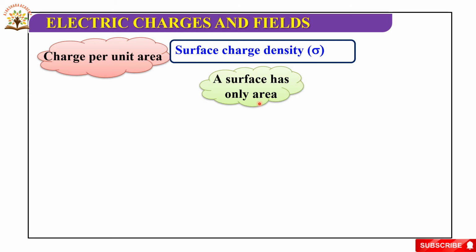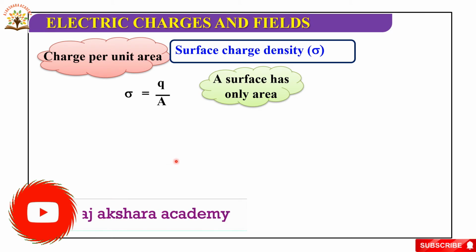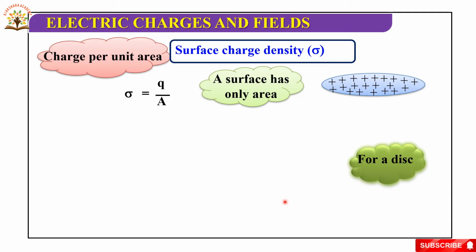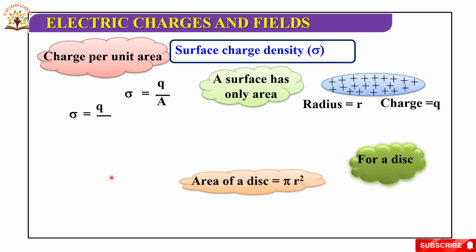A surface has only area. So sigma is equal to Q by A, where Q is charge and A is area. Now for a disk of radius R and charge Q, sigma is equal to Q by the area of the disk, which is pi r square. So sigma is equal to q by pi r square. This is the surface charge density for a disk.